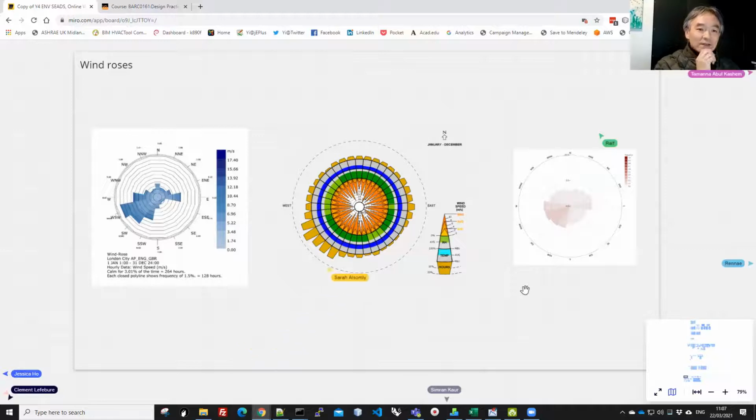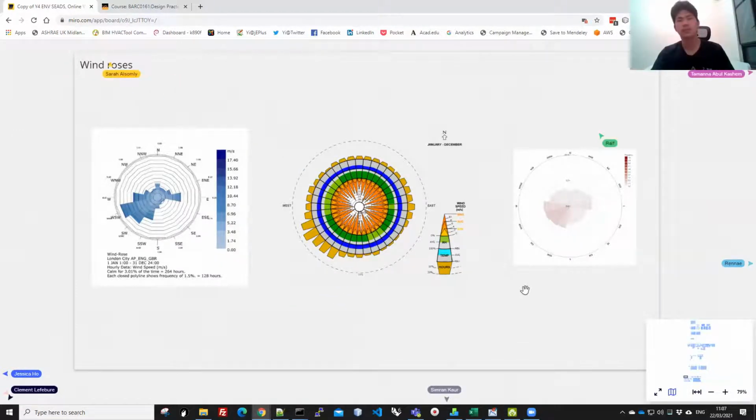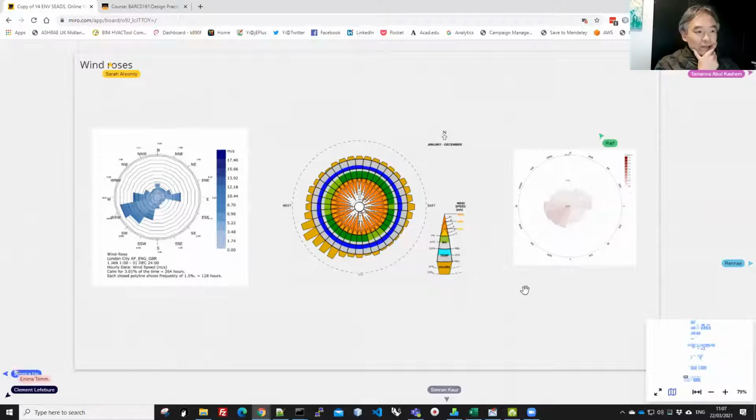So today's lecture is about data visualization, actually, the basic principles of them. And I thought I'll start with the wind roses, because nearly all of you have done this in your design project. And I guess you've seen this in the email already.